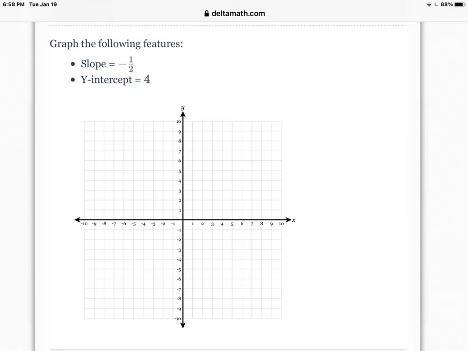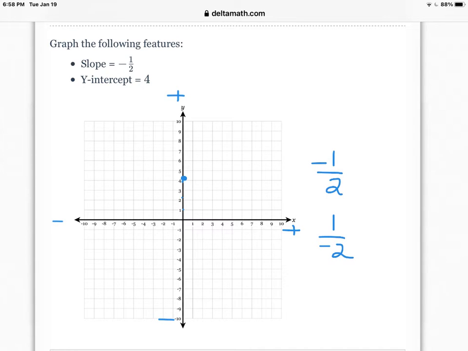It says graph the following features. We have a y-intercept of 4. So I'm going to go on the y-axis up to 4. And now my slope is negative 1/2. So I want a negative 1 over a positive 2. Or I could do a positive 1 over a negative 2. One of those things should be the negative direction. Remember, positive is up and to the right, negative is down and to the left.